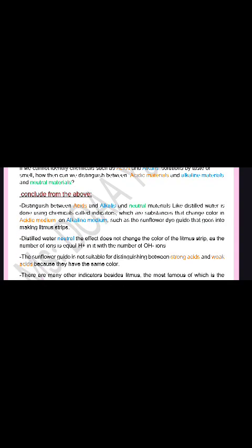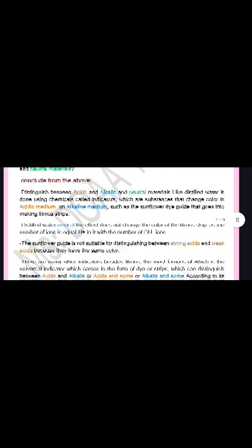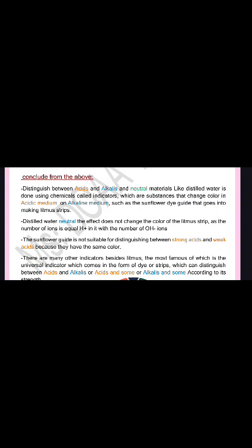Concluding from above, distinguishing between acids, alkalis, and neutral materials like distilled water is done using chemicals called indicators. So if we want to differentiate between all of these materials without smelling, tasting, or touching, we can use indicators, which are substances that change color in an acidic or alkaline medium, such as the sunflower dye that goes into making litmus strips.